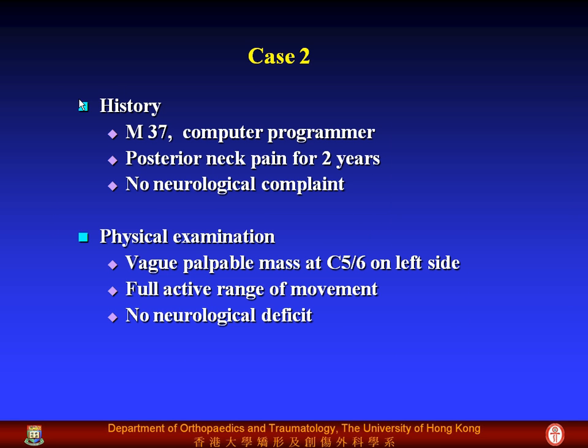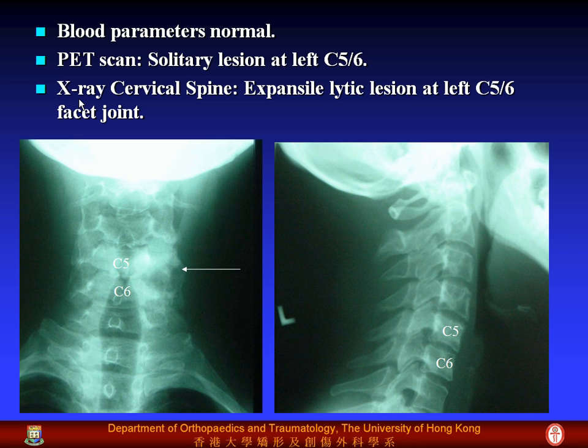The next case is a 37-year-old computer programmer, neck pain for 2 years, no neurological deficit, but only neck pain. He has a vague palpable mass at the C5-6 on the left side, but otherwise he has full range of motion of the neck, no neurological deficit. These are the X-rays on presentation.